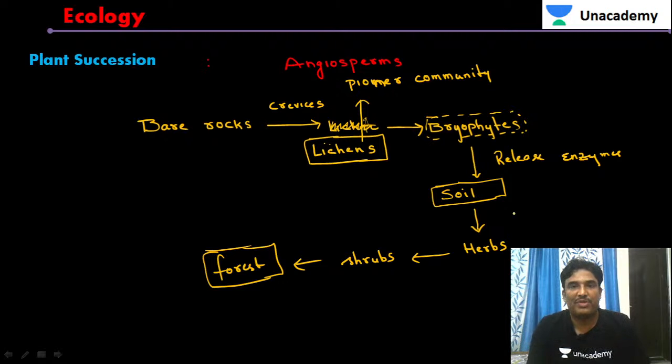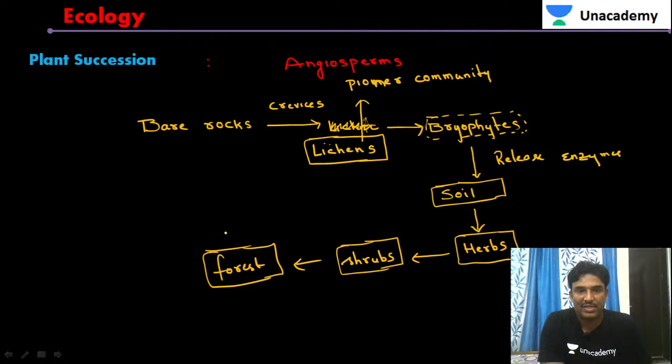So when the soil formation took place, it provides a chance for the growth of the herbs. After bryophytes, the next inhabiting plants are herbs, and after herbs the shrubs have grown extensively and later lead to formation of the forest. So finally this forest is called a climax community.